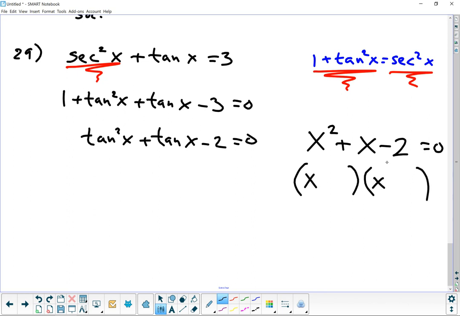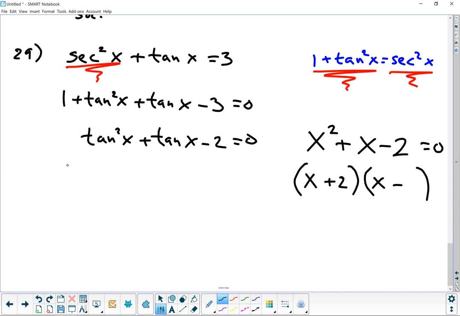x times x is x squared. To make negative 2, it's a positive 2 and a negative 1, or a negative 2 and a positive 1. But seeing that this middle piece is a positive x, we need the positive 2 to win out. So it'll be plus 2 and minus 1. And you can double check that by doing the distributive property if you want.